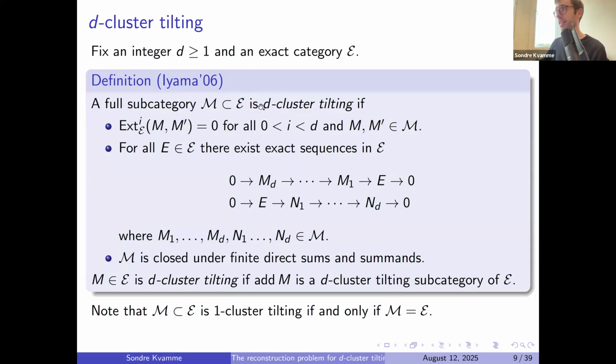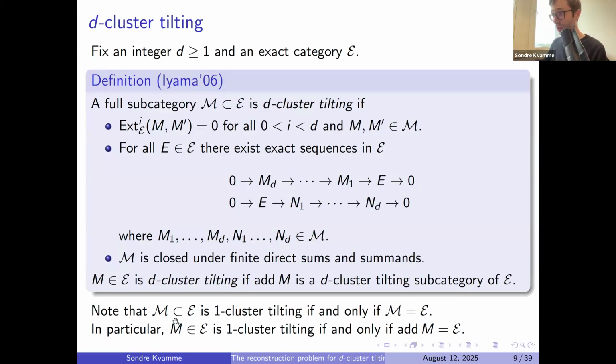As I mentioned, you can define D-cluster tilting for any positive integer, in particular for D equals 1. For D equals 1, this first condition becomes empty. There are no integers between 0 and 1. And the second condition just tells you that for any object E, there is an exact sequence 0, M, E, 0. In other words, any object E is isomorphic to an object in M, and therefore has to be in M. So one cluster tilting is just the same as having the whole category.